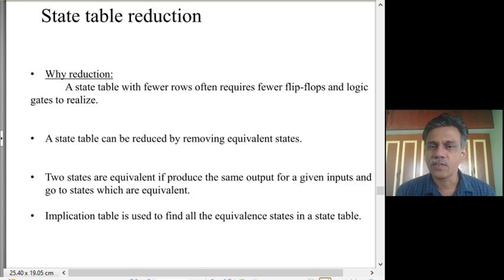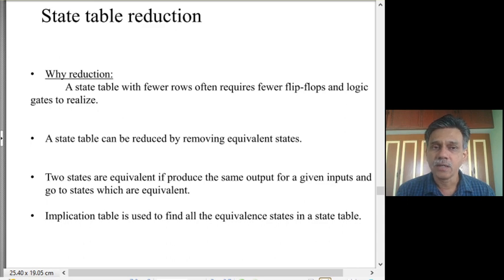So for example, if there are 8 states, you would require 3 flip-flops, but even if we have 7 states, then you would require 3 flip-flops. That is why, if capital N denotes the number of states, log N to the base 2 ceiling would be the number of flip-flops that you would require.